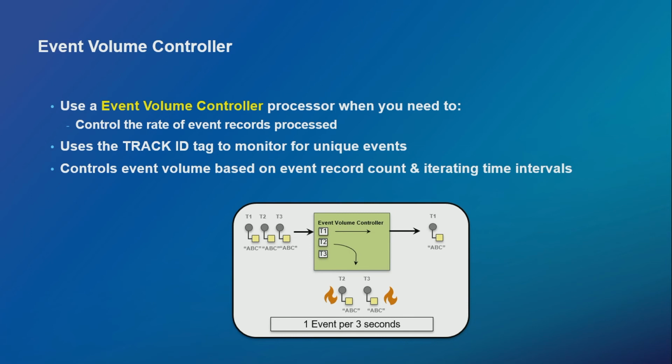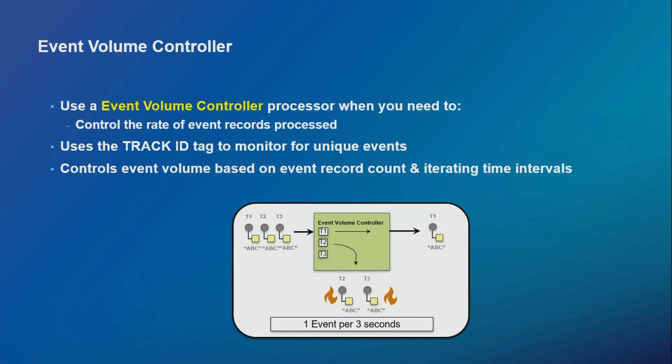It requires 2 primary properties. The first is how many records do we want to let through at any given period of time? And then as implied, we want to set what is that iterating time value. So in the case of this image here, we got an event record and it has a unique track ID of ABC. And it's coming in at time 1, time 2, time 3, or second 1, second 2, second 3.